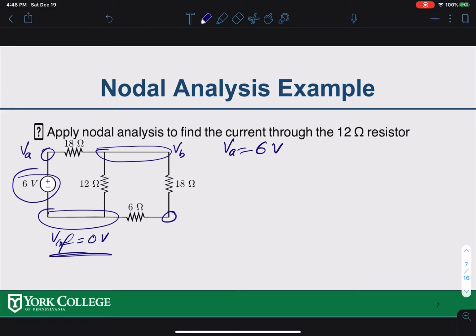If you know the voltage for a node, you don't have to apply KCL to solve anything, because our goal is to find the node voltage. So if I know it, I don't have to do anything with the node.